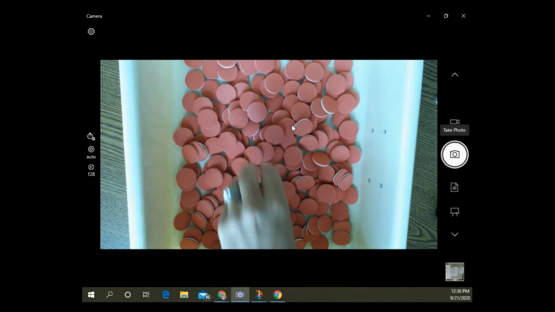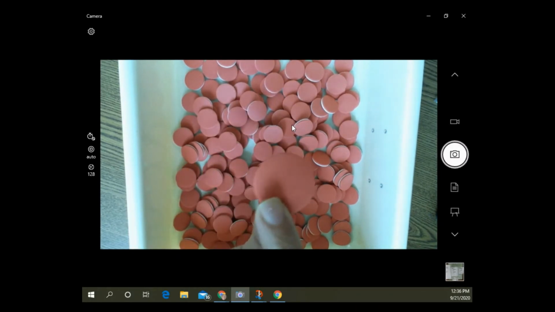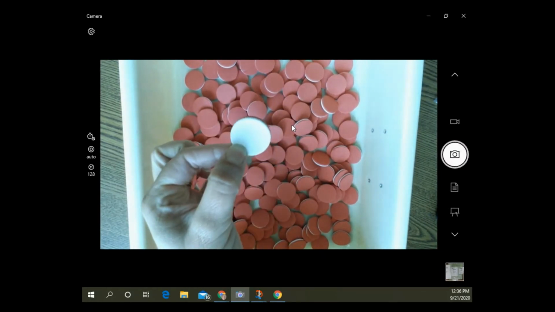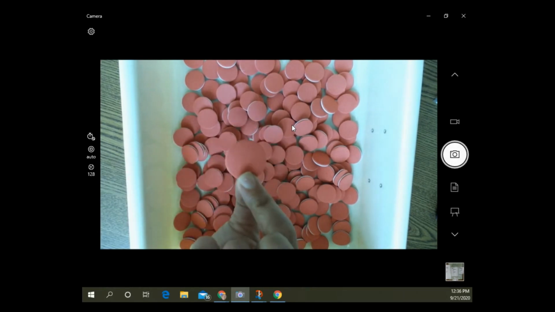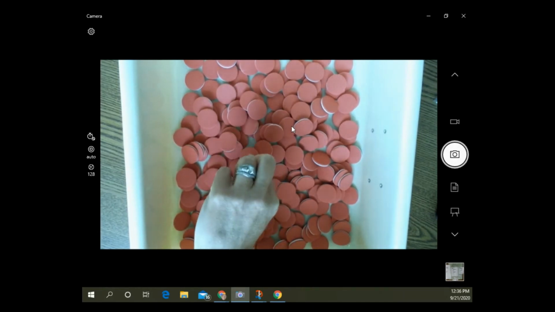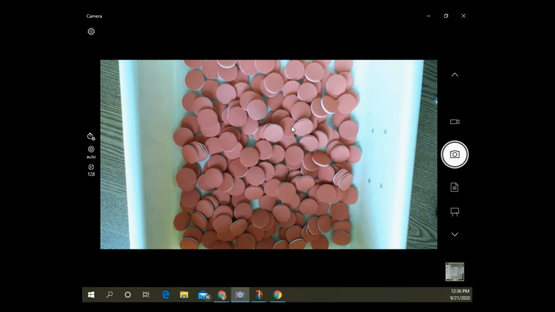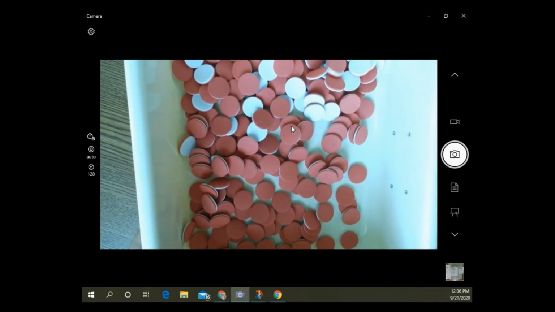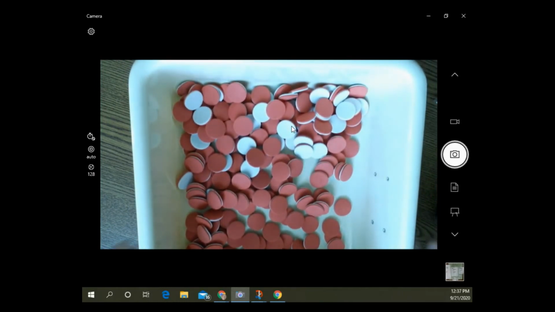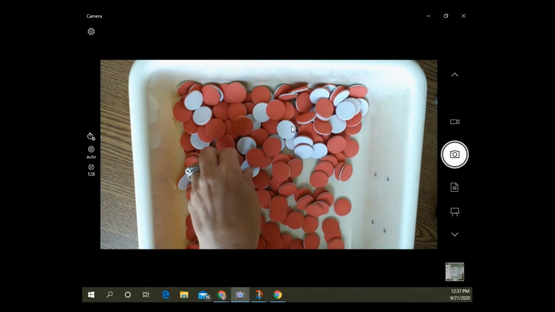In this case, the simulats are these white and red little circles. You notice that right now all of them are red side up. So we are going to shake them. And now we're going to take all of the white side up ones out.